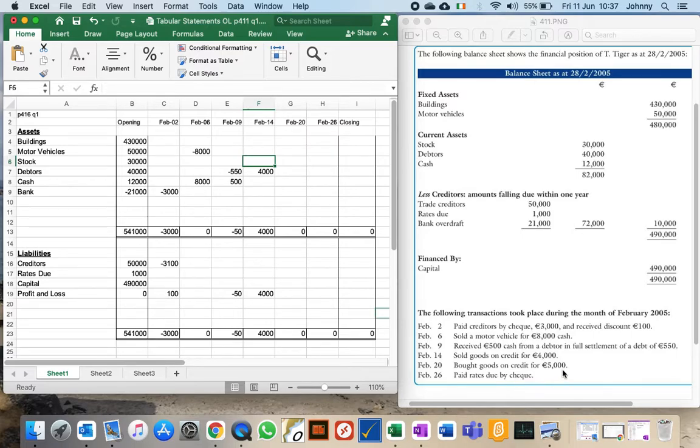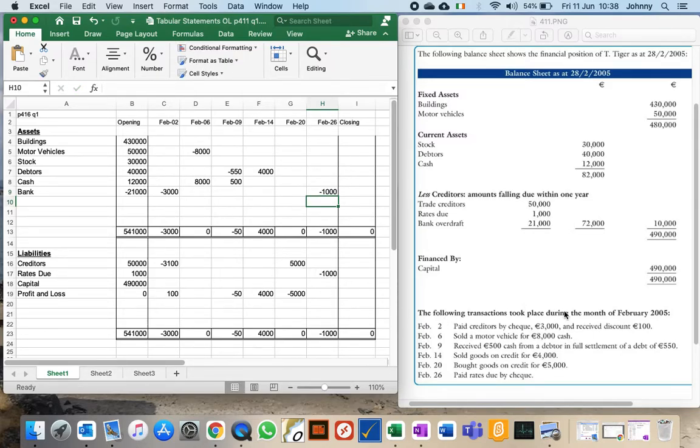Next one, we bought goods on credit for 5 grand. So that means creditors, we'll have 5 grand more in creditors. And profit and loss is going to be, we have more expense, more purchases, 5,000. And then the last one, we paid rates due by check. So there was a rates due of 1,000 liability. We've paid that, so we don't owe that anymore. So I'm going to cancel that debt, so that 1,000 liability is gone. And we've spent money, because we paid by check, so it came out of the bank. So minus 1,000 from bank. So we end up with a net effect of 1,000.